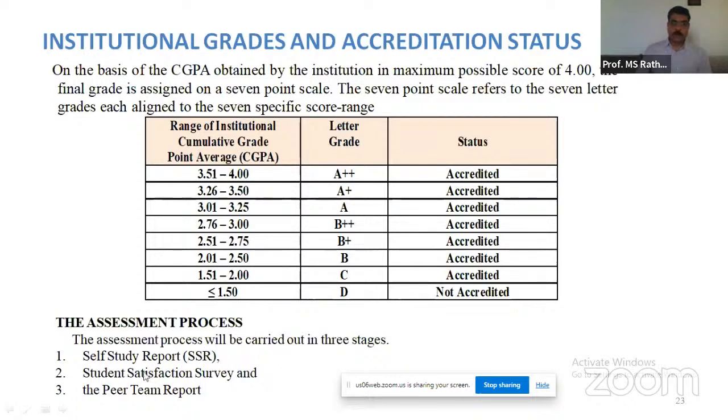So the assessment process, important things are SSR, student satisfaction survey, and peer team. The highest grade is A++, that is scoring from 3.51 to 4.0, and the minimum accredited institute would be graded as C if they get 1.51 to 2.0. If it is less than 1.50, then grade D would be allotted, and then it would be called that the institute is not accredited.